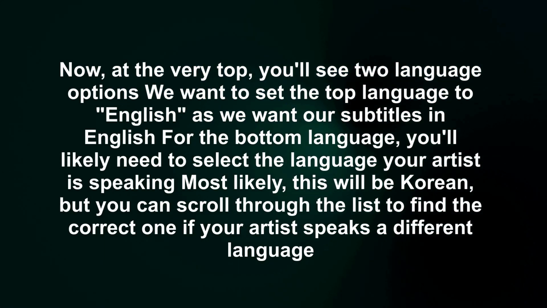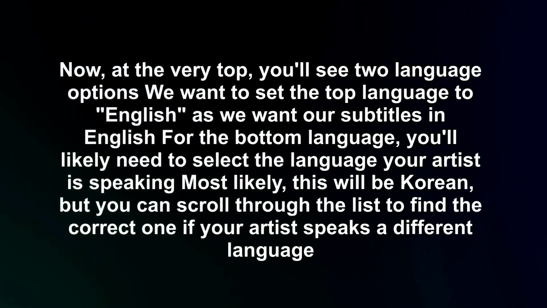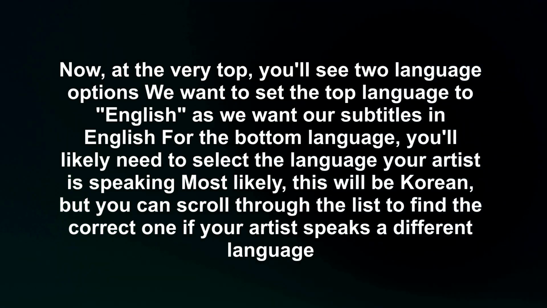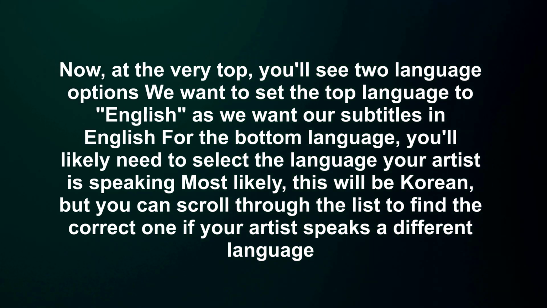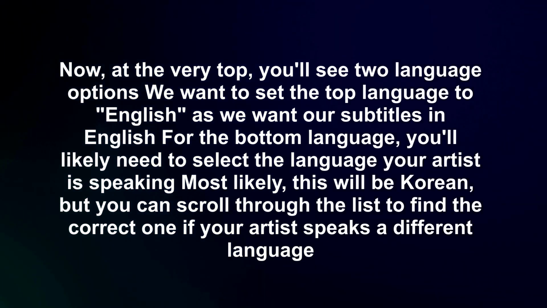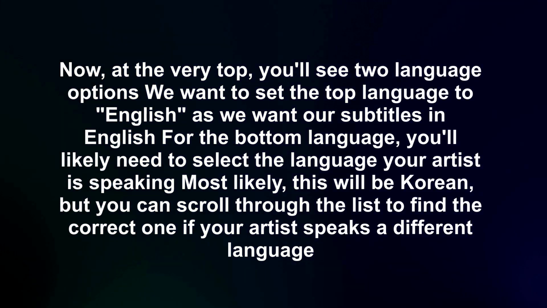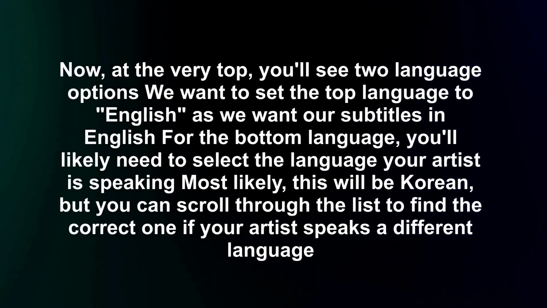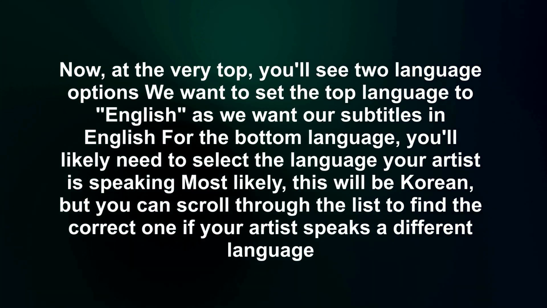Now, at the very top, you'll see the language options. We want to set the top language to English as we want our subtitles in English. For the bottom language, you'll likely need to select the language your artist is speaking. Most likely, this will be Korean, but you can scroll through the list to find the correct one if your artist speaks a different language.